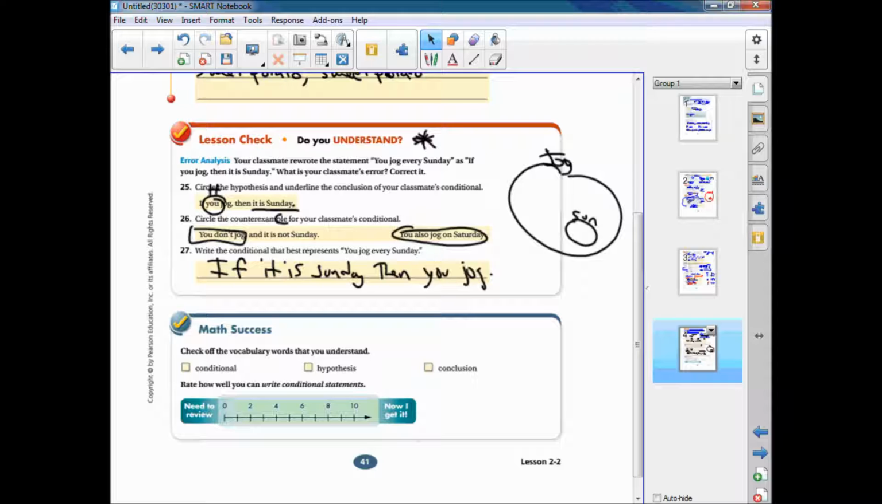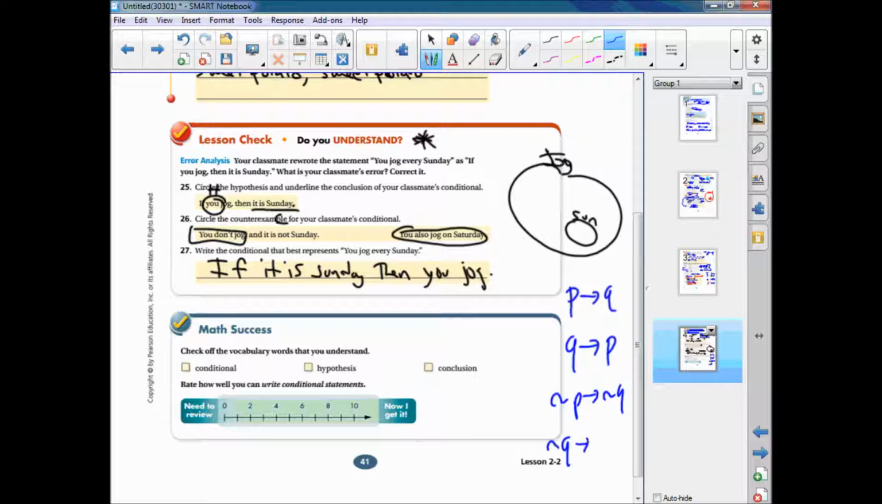All right, so check off the vocabulary words you understood: conditional, hypothesis, conclusion. Then decide how well you really knew the converse, the contrapositive, and the inverse. Do you need to go back and make sure that you know which ones flip to where? Like if I said this, could you match contrapositive, conditional, inverse, and converse with the right one here? All right, I'll see you in class next time.